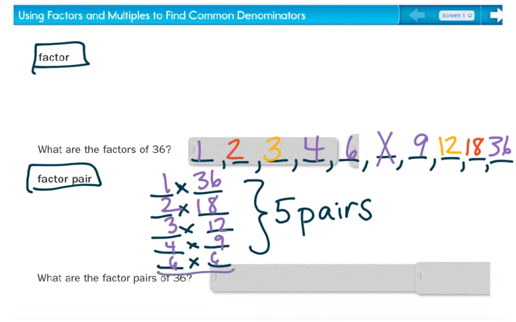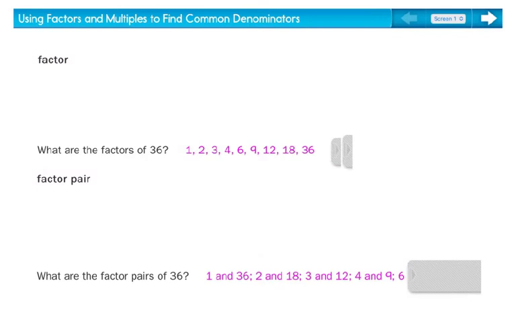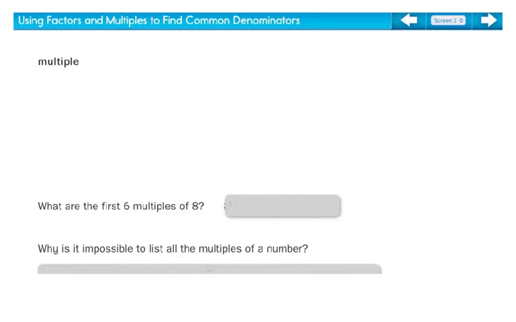Remember, when the factors start repeating themselves, or the turnaround fact, you know you have found all of your factors. So there they are. What is a multiple then? A multiple of a number is the product of that number, product means to multiply, and another counting number. So what are the first 6 multiples of 8? 1, 2, 3, 4, 5, 6.